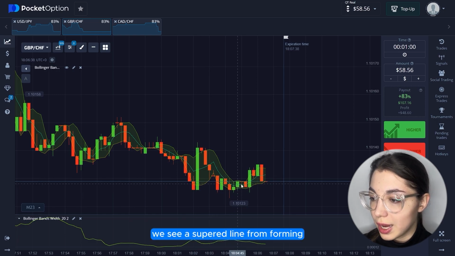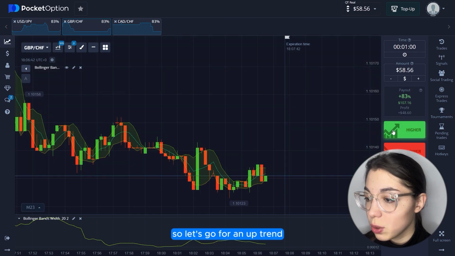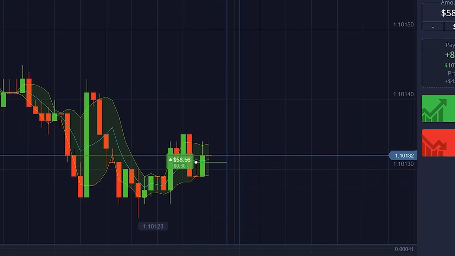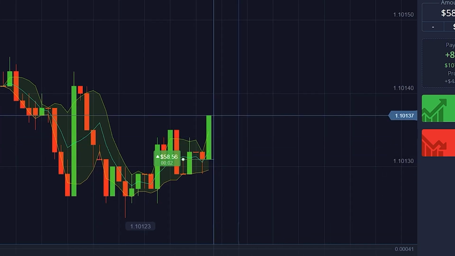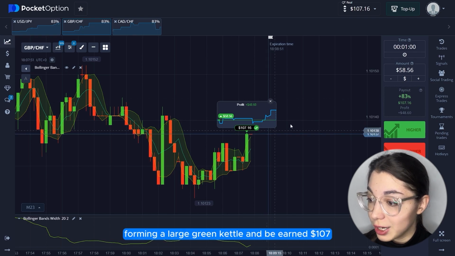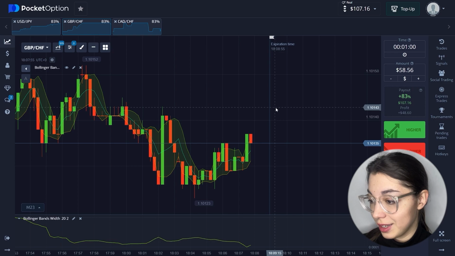We see a support line forming at the bottom after the price low started to rise. So let's go for an uptrend. Great, the price indeed went up, forming a large green candle, and we earned $107.